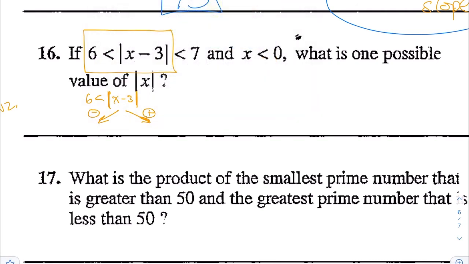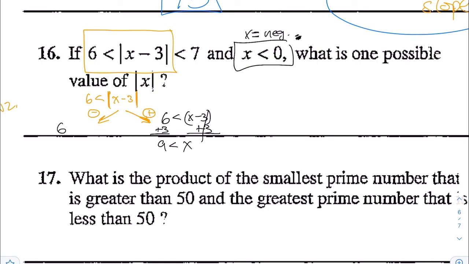So the positive case is easy. You know that 6 is less than x minus 3. If the stuff inside is positive, the absolute value just goes away. And here, you just have this inequality to solve. Just add 3 to both sides. You know that 9 has to be less than x. So x is greater than 9. Now, you can't have this because you know that x has to be negative. So we have to eliminate this.